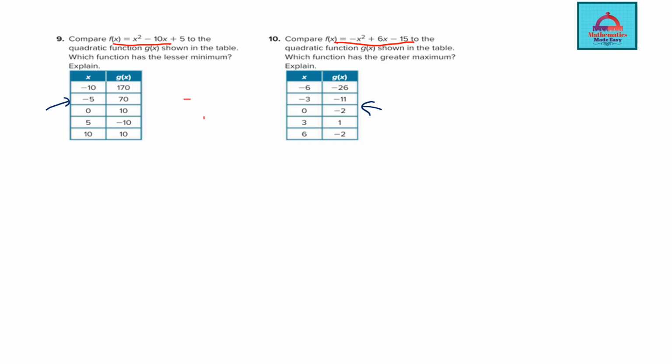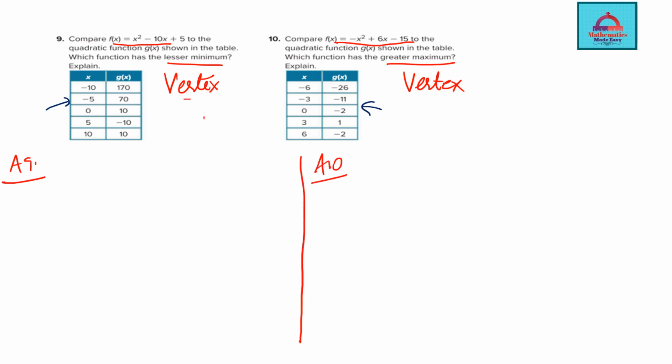Let's do it. For question 9, you need the lesser minimum. For question 10, you need the greater maximum. So I hope you have understood that the vertex decides the answer. Let's find the vertex for 9 and then we will also do it for 10. For question 9, the first function is f(x). I need to find the vertex of this so that I can compare the two vertices and give my answer.